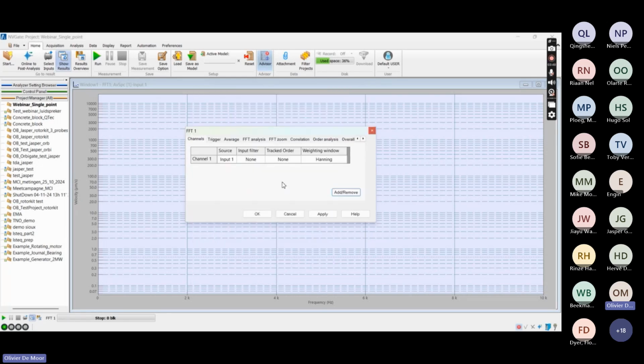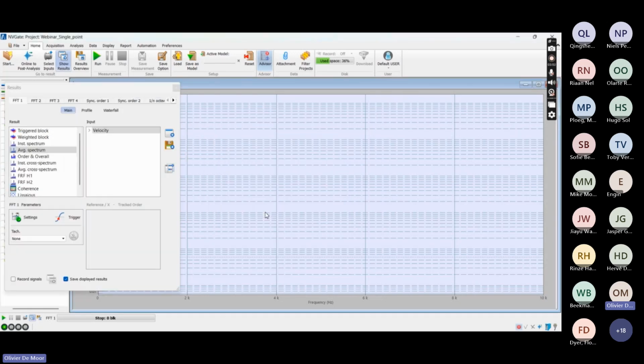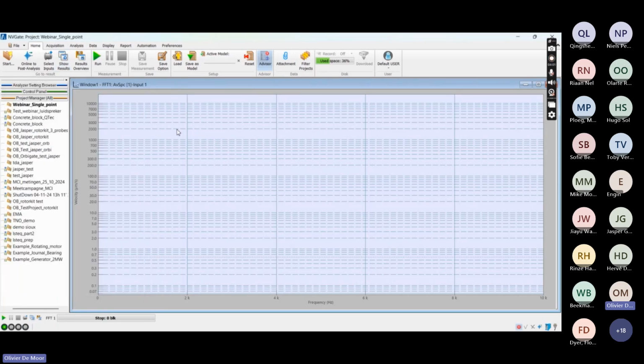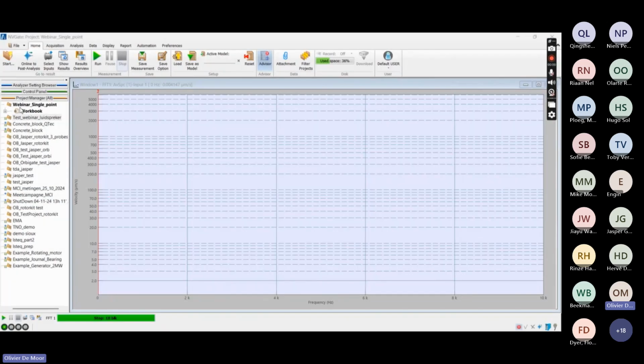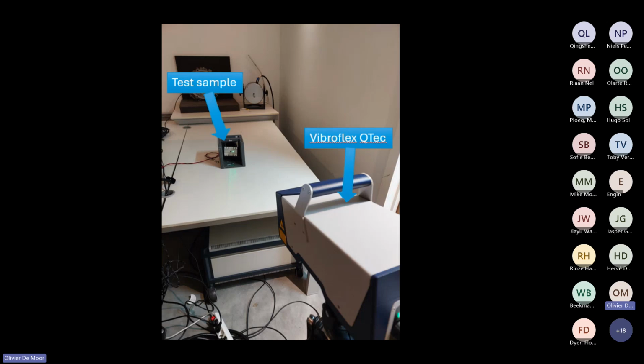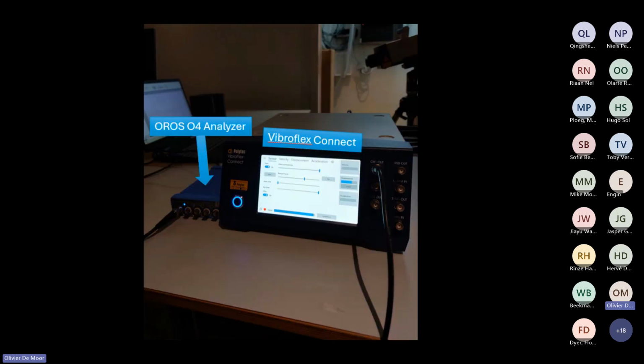So now we have completed all the different settings. We have an excitation signal going to the loudspeaker and we have the measurement channel connected. The only thing we need to do now is the setup itself. We have a loudspeaker box where a metal plate is hanging, and we point the vibrometer there. The vibrometer is connected to the Oros analyzer, and the Oros analyzer sends a signal to the loudspeaker.